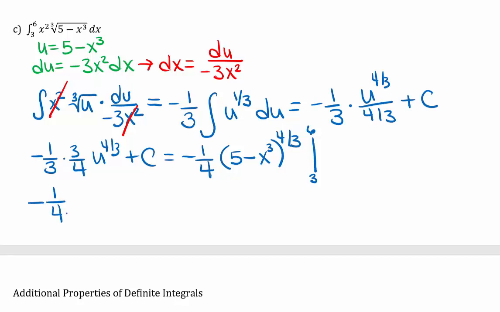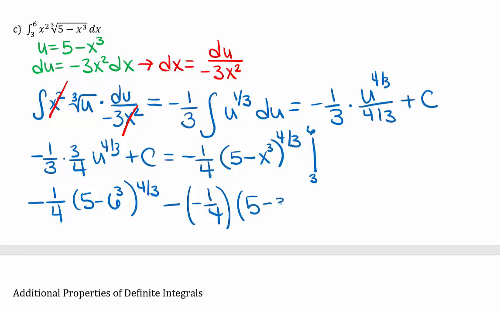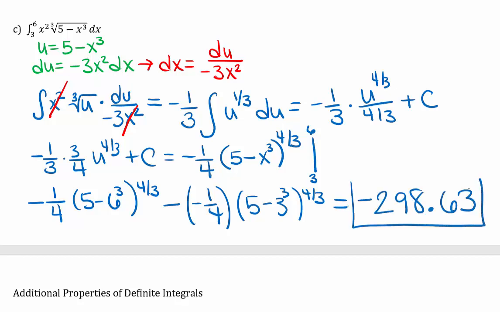All right, so I have to plug in the 6, and then I have to plug in the 3 and subtract these antiderivatives. I definitely need a calculator for this one. And I ended up getting negative 298.63. That's rounded to the nearest hundredth.